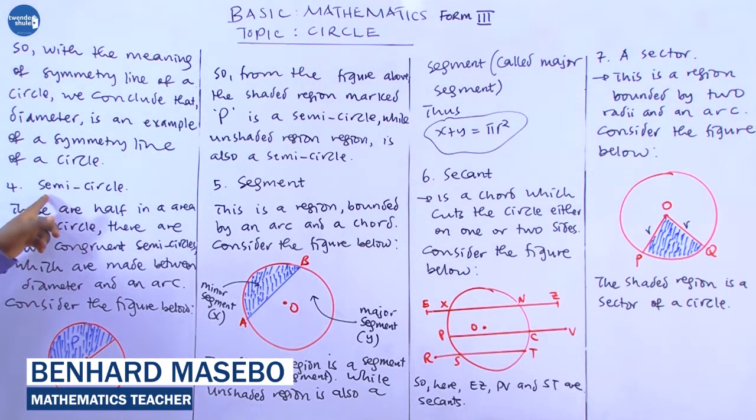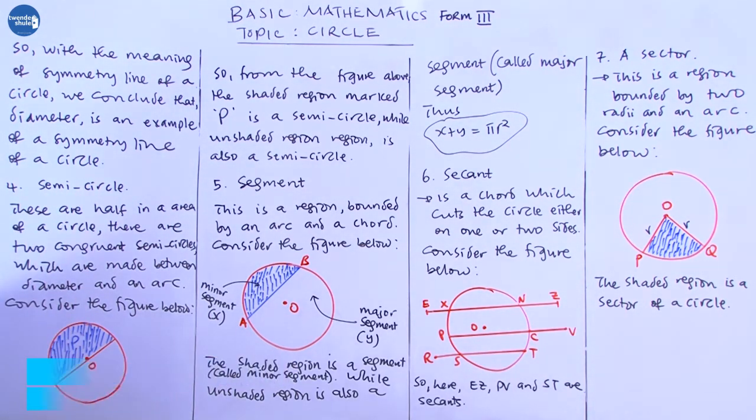So we have another term. This one is referred to as a semicircle. A semicircle is a half in area of a circle. There are two congruent semicircles, in which when you have a semicircle, there must be a diameter making two congruent halves in area of a circle. So when you have a figure here, the region marked P and the region unmarked, these are two congruent semicircles. So when we sum the two semicircles, you must be getting the total area of a circle.